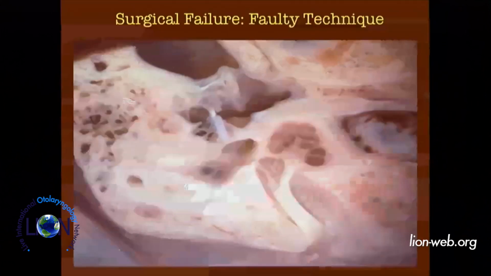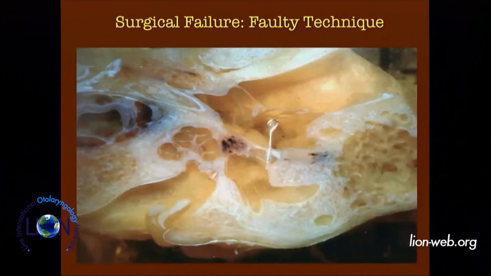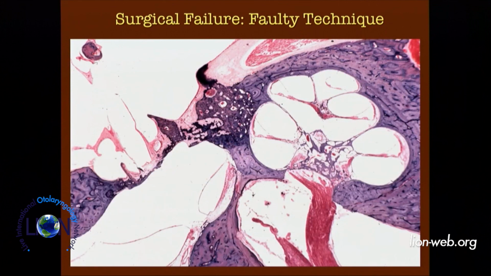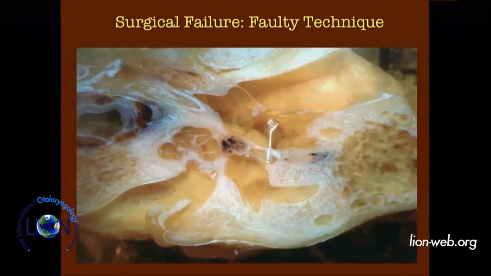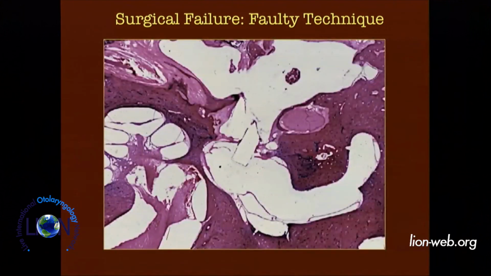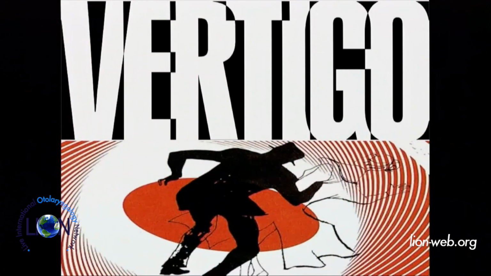All right, I'm finishing. Faulty technique, you see the footplate here, and the prosthesis is touching there, but not entering the inner ear. Here, another prosthesis that's leaning in the oval window, but not going into the inner ear. Here we have one prosthesis and two prostheses. Already a bad situation. And that's the last case I'm going to show you guys.